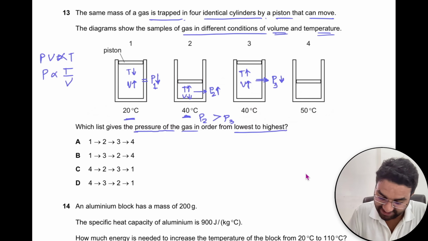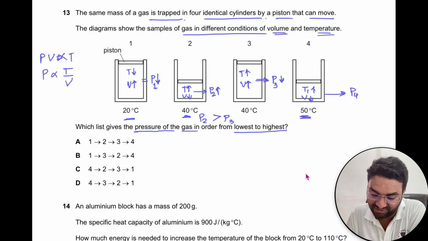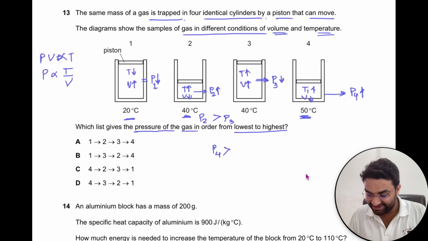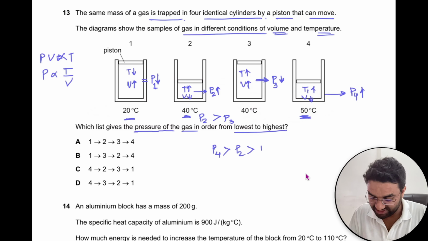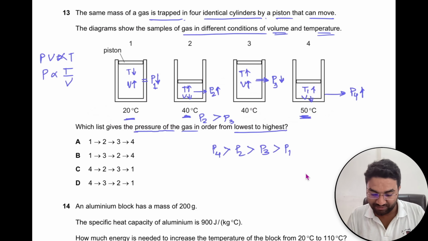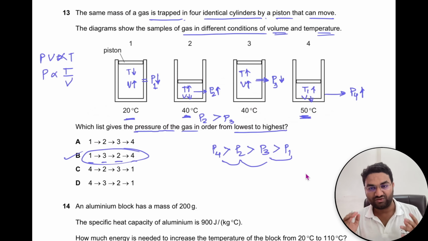Fine. Then the next one, the third one: the temperature is higher and the volume is lower. And the temperature is the highest one basically, so P4 will be highest. Order it: P4 is greatest, then P2, then P3, and then P1. Fine. So the order from lowest is 1, then 3, then 2, and 4. So answer B is the right one. This is how we have to jump to the conclusion.